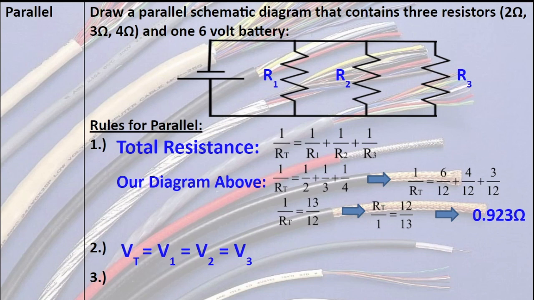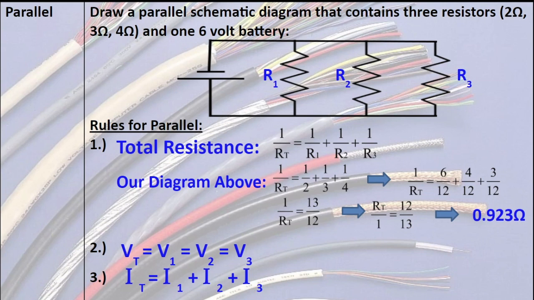The next rule is that in parallel, the total voltage is equal to the voltage of resistor 1, which equals the voltage of resistor 2, which equals the voltage of resistor 3, which just means that the total voltage is the same for every single resistor. And we knew this before when we had our light bulbs. We said that our light bulbs were each drawing the same amount of voltage from the battery. They got the same amount of energy. And that's a property of parallel circuits, is that voltage is the same for everything in that parallel circuit. But current is different for everything in that circuit.